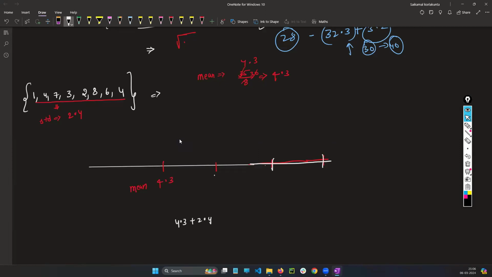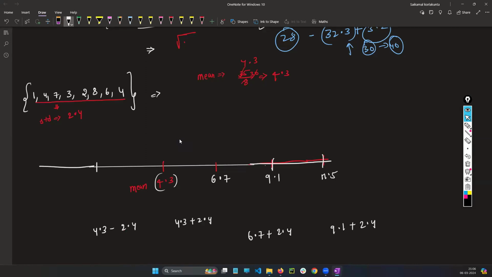6.7, right? Yes, sir. 6.7. 6.7 plus standard deviation 2.4 gives 9.1, I think so. Right? Okay. So 9.1 plus standard deviation 2.4 gives 11.5. Okay. That is 3 from the mean position, 3 standard deviations. On the negative side, 4.3 minus 2.4.